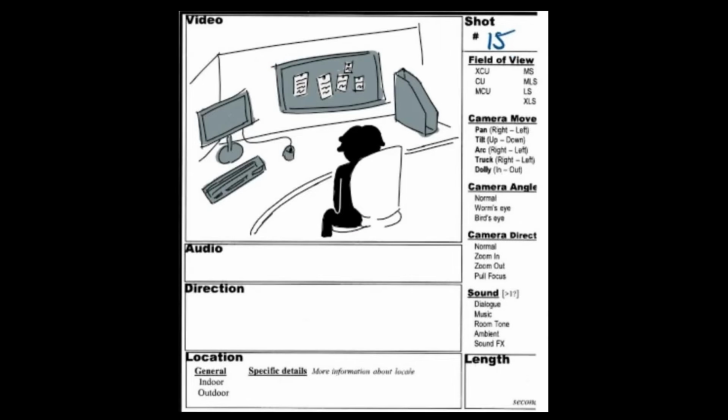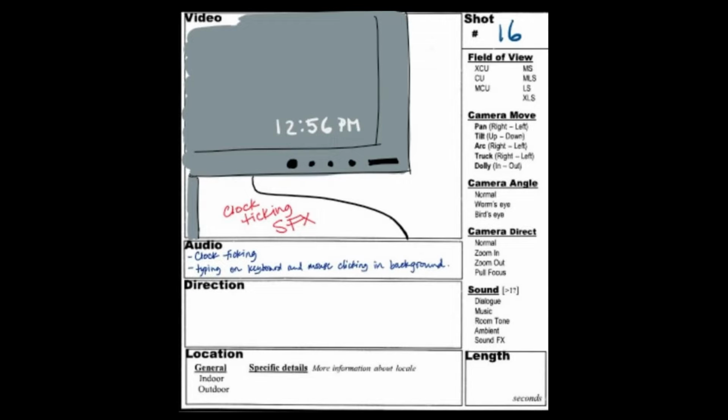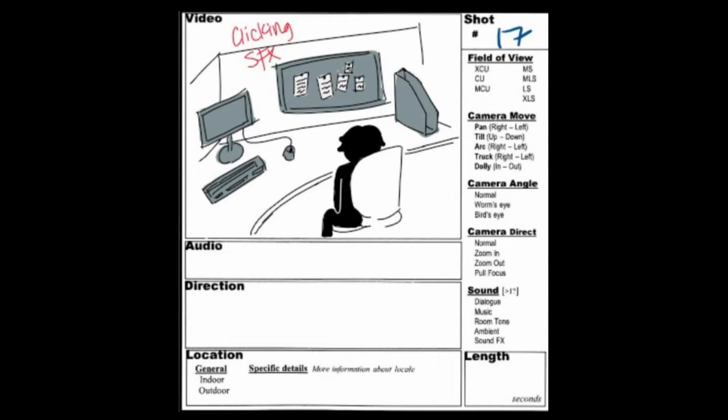After this, he's going to come back to the long shot again, and then back to him working. So this shot is going to show the screen of the monitor at lunchtime, and then a clock is going to be ticking in the background, and he's going to keep on typing on the keyboard. And after that, it's going to cut back to the long shot with the clicking sound effects and typing.